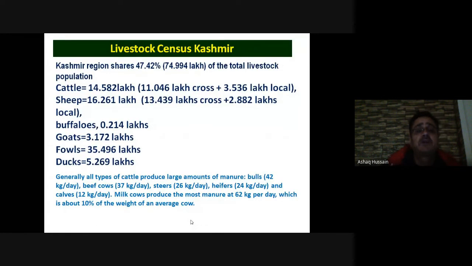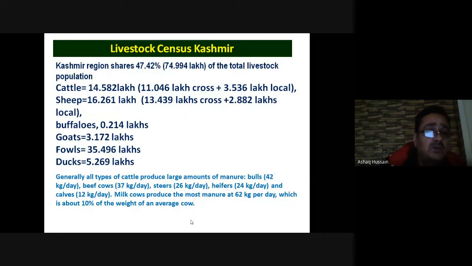So these are the important vegetables. Livestock is also an important enterprise in Jammu and Kashmir state. In the Kashmir Valley alone, around 15 lakh cattle exist, which may be presently much higher than that. Then sheep also 16 lakh. Then buffaloes, goats, and others are the minor animals that are reared in Kashmir Valley.